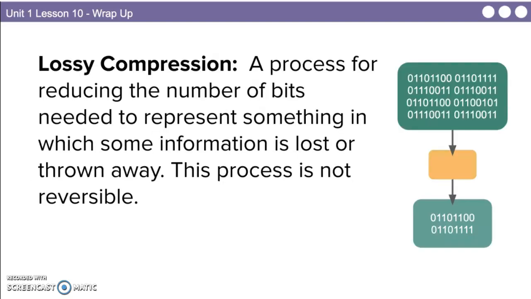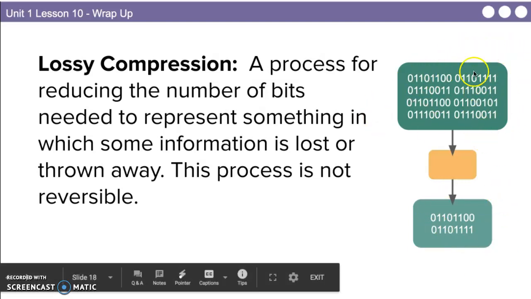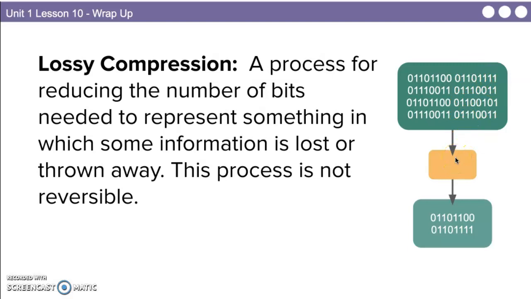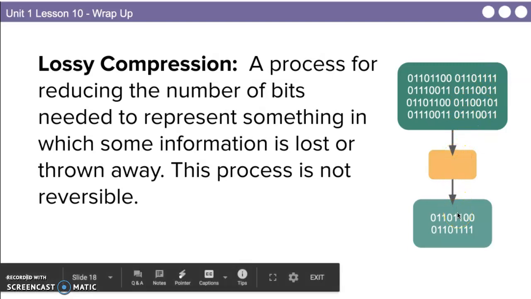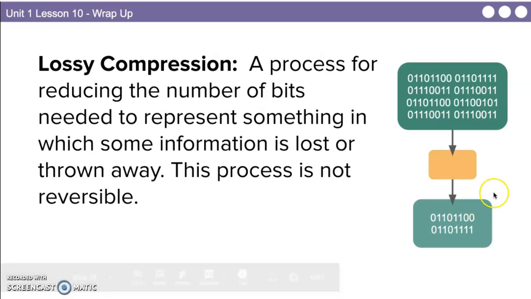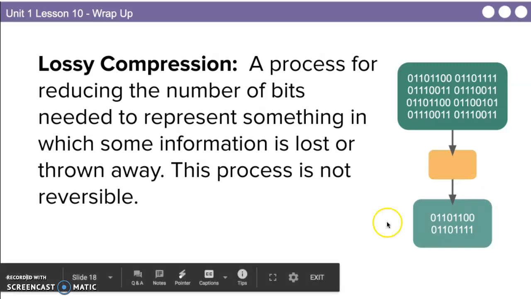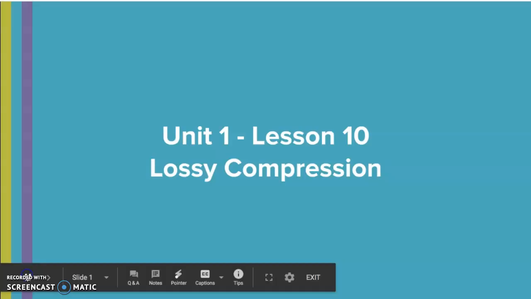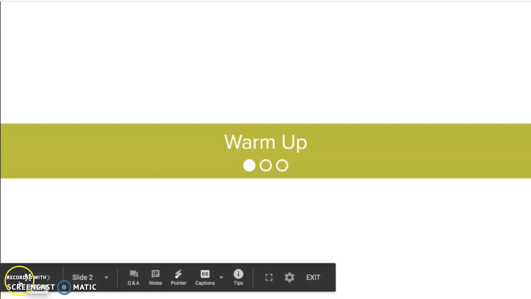With lossless compression, you would always be able to reverse after you compress. You'd always be able to reverse it back to the exact bits. In lossy compression, it's a process: you reduce the number of bits to represent something, but the bits that you don't use go away, and it's not reversible. So you just absolutely lose the bits. Okay, there you have it.